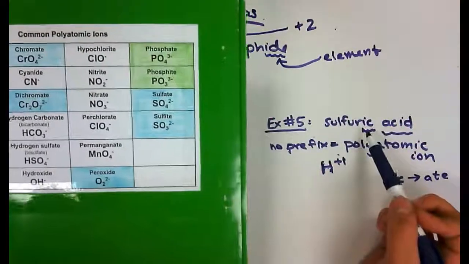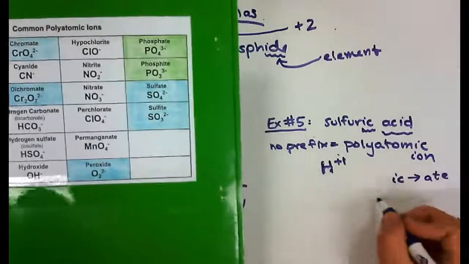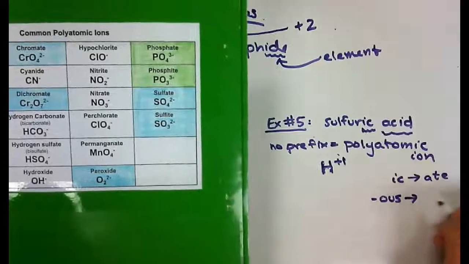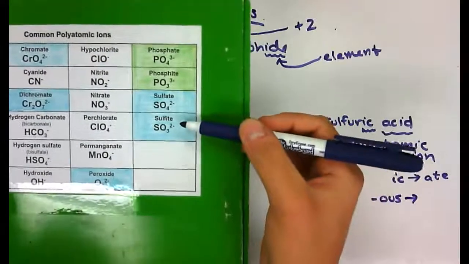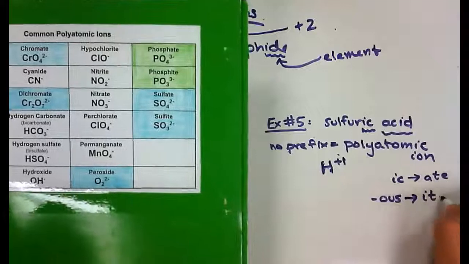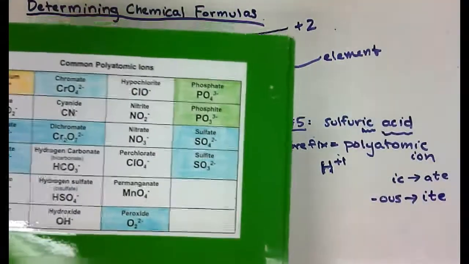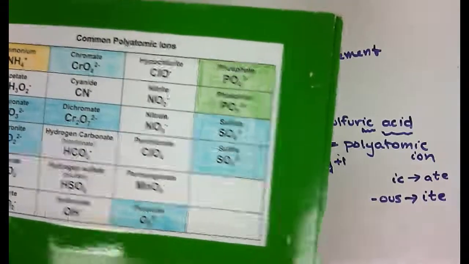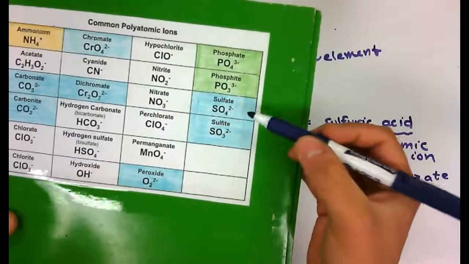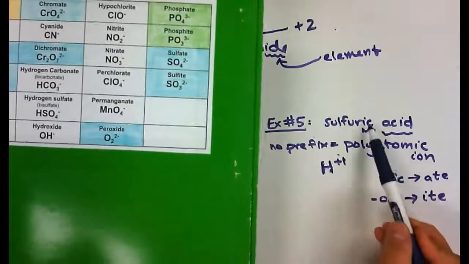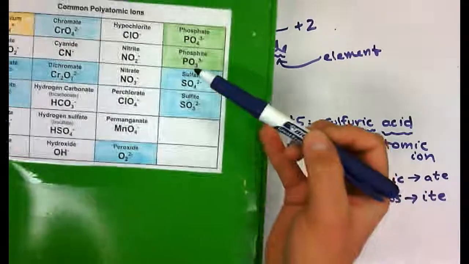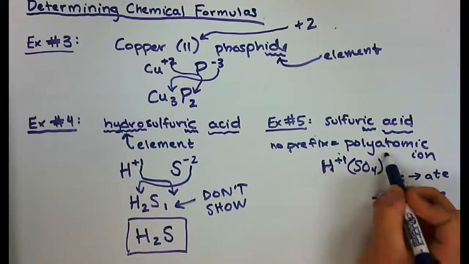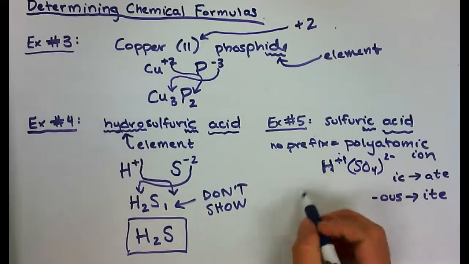If instead this said OUS as the ending, sulfurous acid, that would mean we started with the polyatomic ion that ended in ite, which would be the sulfite ion. So you kind of have to look at those endings to determine which polyatomic ion is in your acid. So here we said it's the sulfate ion because we have ic. So ic means we started with the ate ion, so sulfate, SO4 2 minus, SO4, I'll put in parentheses, 2 minus, and so now we just do our crisscross.